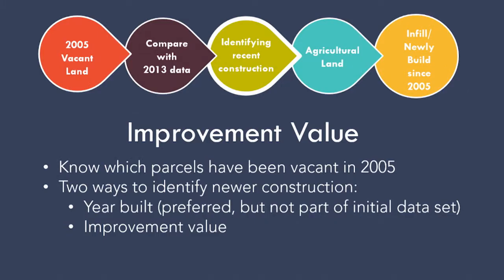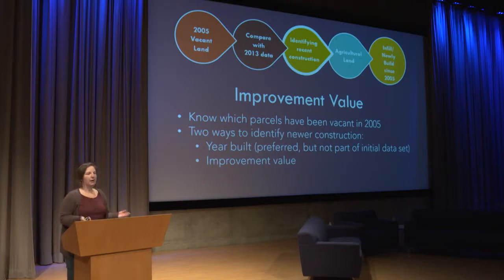So what is next? I need to identify recent construction. I know what was vacant back then. What do I do now? I look at my parcel data and see what fields, what attributes are available to me. In the ideal case, there would be a year built. And then I could just say, okay, anything that has happened from 2005 to 2013 is all infill, because before it was vacant, hopefully. Not always true, but probably in Dallas it is. But I did not have the year available to me. That was not part of the initial data set.